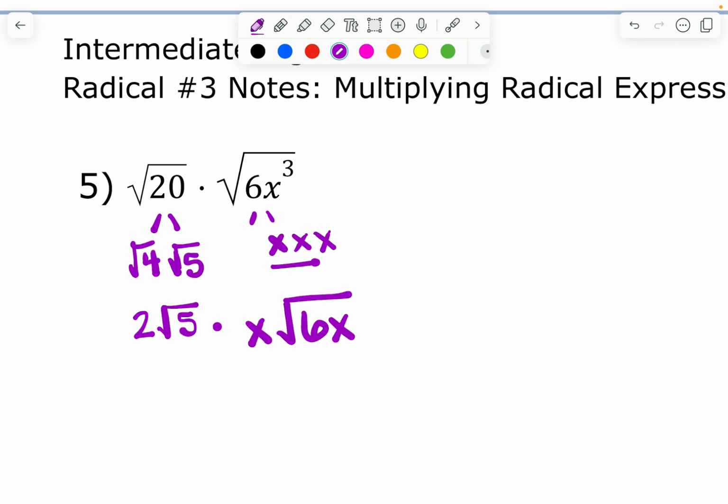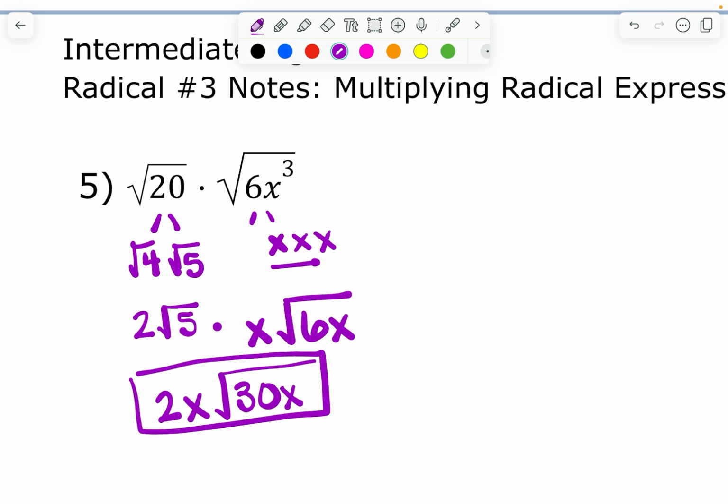We're now to the point of multiplication. So out front times out front, 2 times x, underneath times underneath. 5 times 6x is going to give me 30x. And then I always want to double check at the end, can I simplify again? 30 I cannot simplify, so this is going to stay my answer.